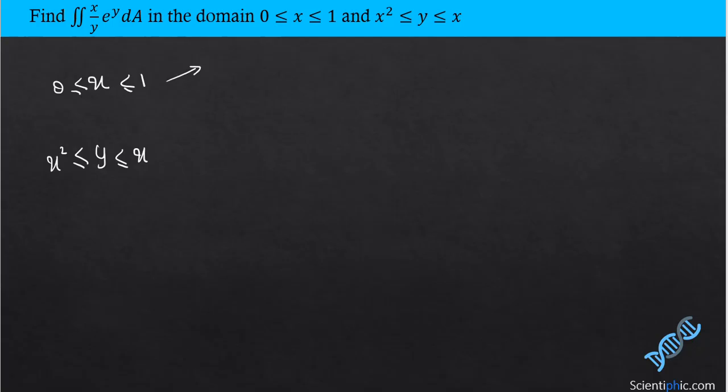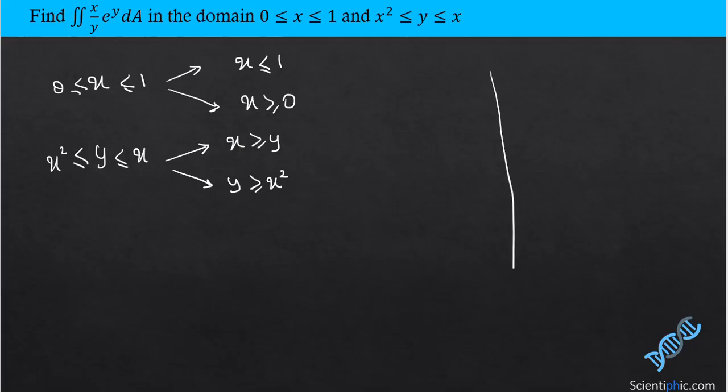So this one is gonna be changed into two inequalities. X has to be less than or equal to 1 and x has to be greater than or equal to 0. This one as well, so x has to be greater than y and y has to be greater than or equal to x squared. I'm gonna draw these lines.